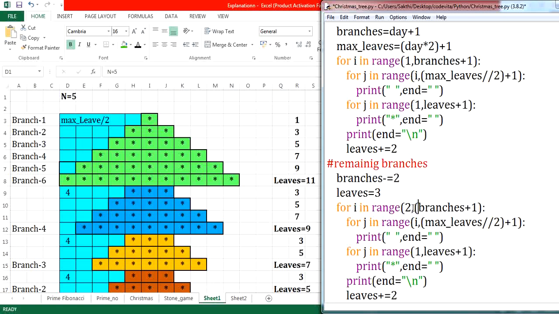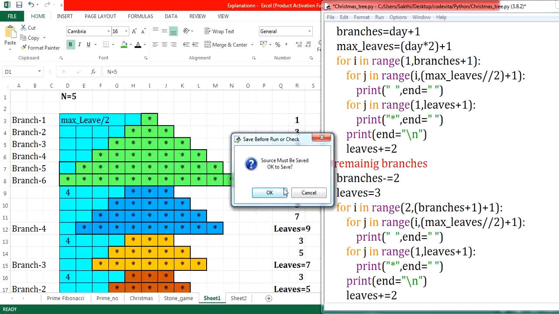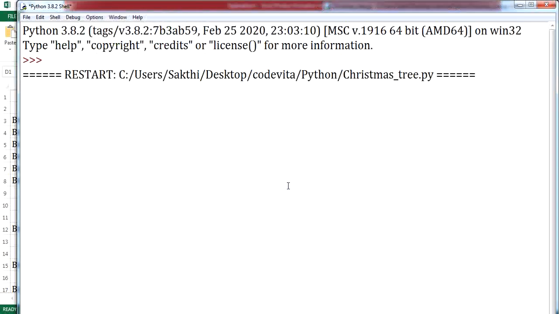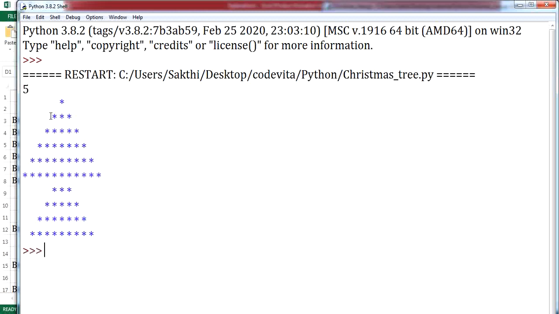And how many branches should be here? Actually 4 branches. So if you are starting with 2, I am supposed to give branches plus 1 as my number of rows. So 2, 3, 4, 5. So I will have 4 branches. Now this condition is fine and the remaining part is the same for your part 2. Now let me execute this program. We have done part 1 and part 2, right? So let me execute this and give value 5. You can notice that your part 1 is drawn and your part 2 is drawn.